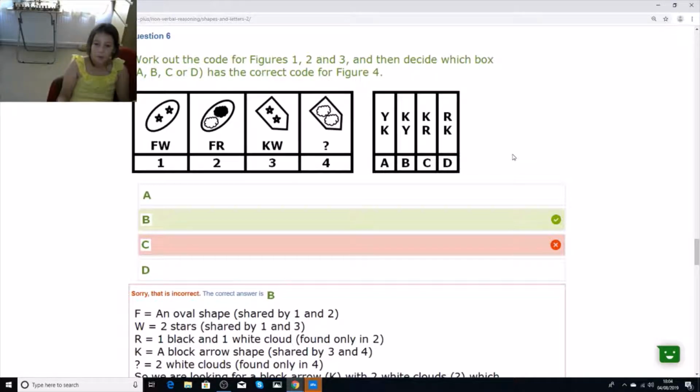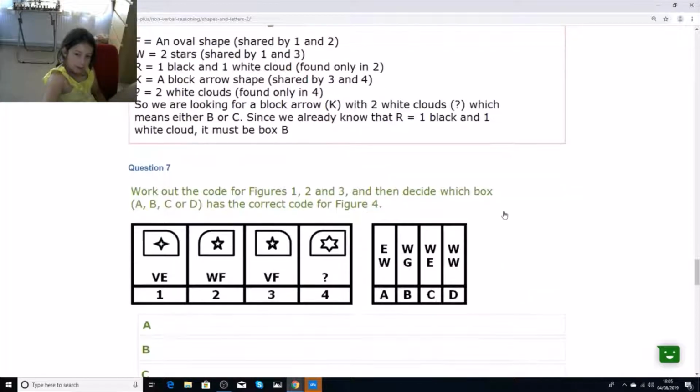I think I get why now, because basically inside the shape, 1 cloud is black and 1 cloud is white. However, in 4, both clouds are white, so basically the inside of the shape is different. So it's a whole new letter altogether, so it can only be B. That's why. Question 7.